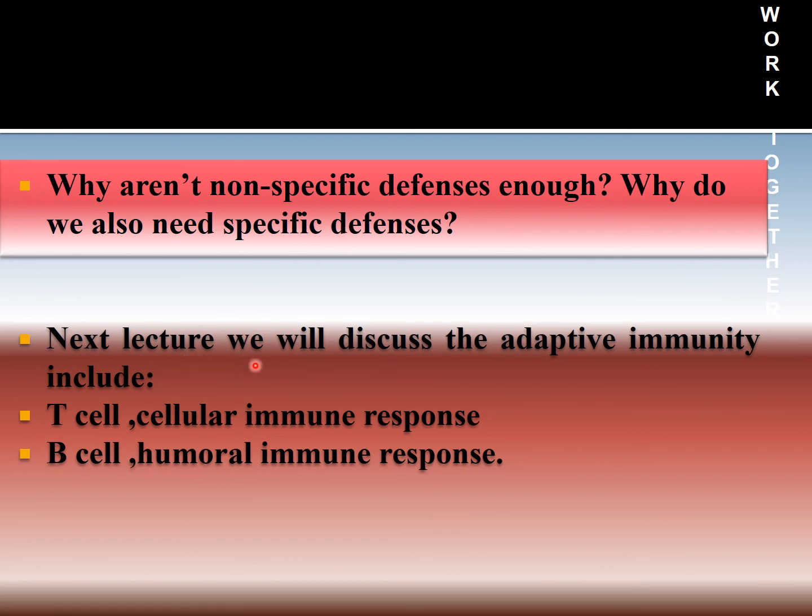So in the next lecture we will discuss the adaptive immunity, including two types of immune response: the cellular immune response and the humoral immune response.